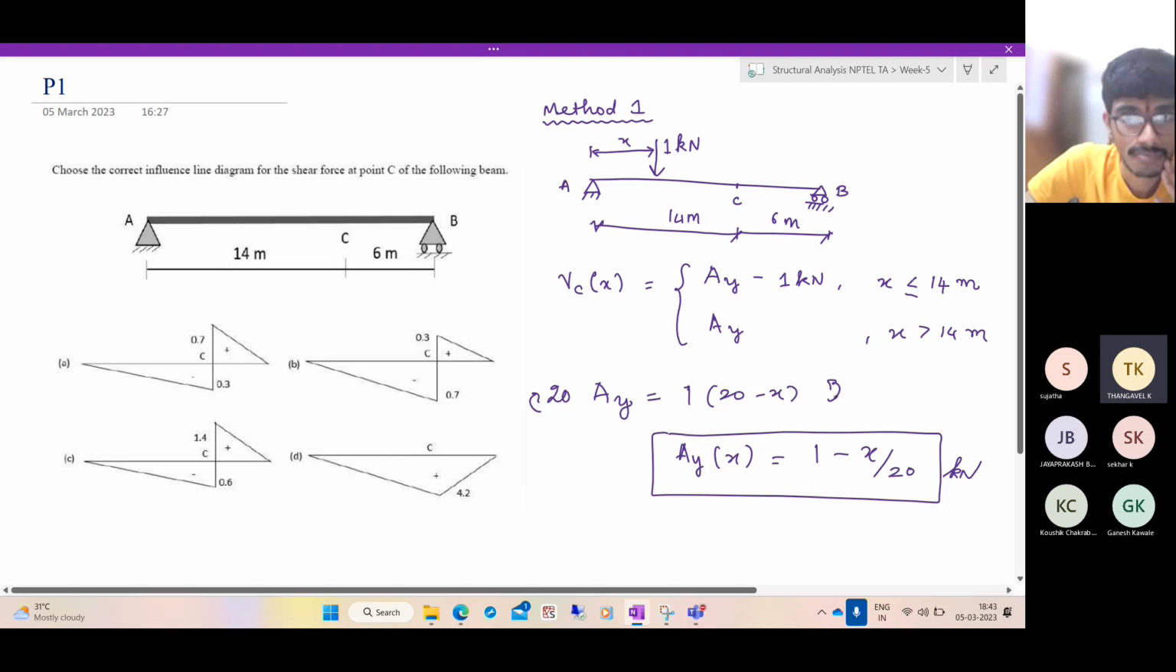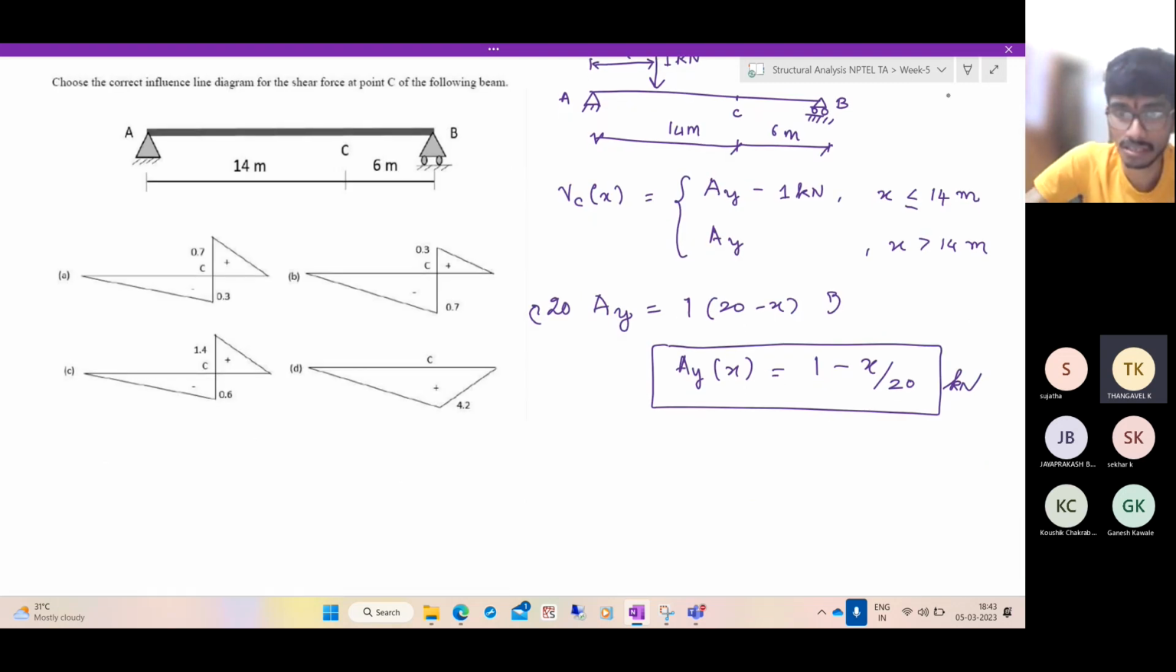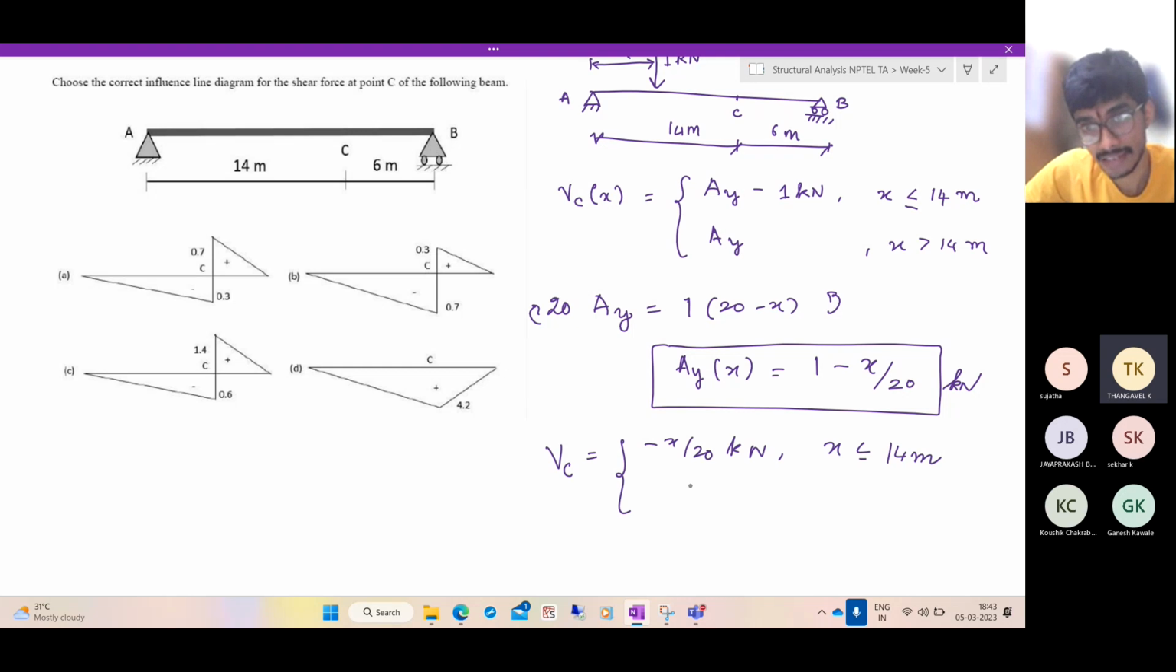Now substitute this in VC. Therefore, we get VC is equal to 1 minus x by 20 minus 1, which is minus x by 20 kilonewtons if x is less than 14. And it is equal to AY, which is just 1 minus x by 20 kilonewtons if x is greater than 14 meters. If you sketch the graph, you will get minus x by 20. At 14, the value is 14 by 20, which is 0.7. Both are linear equations, so you'll get minus 0.7.